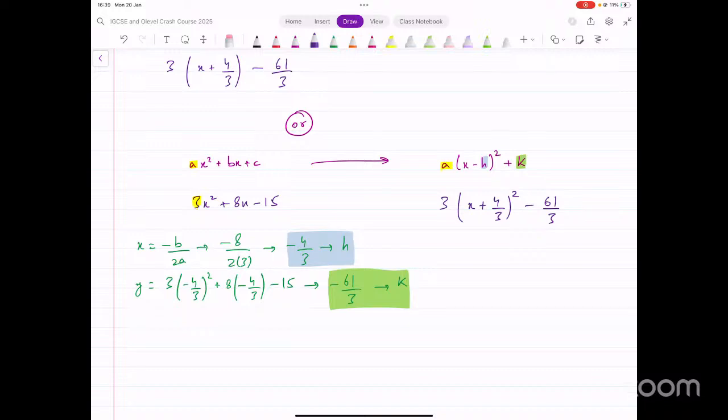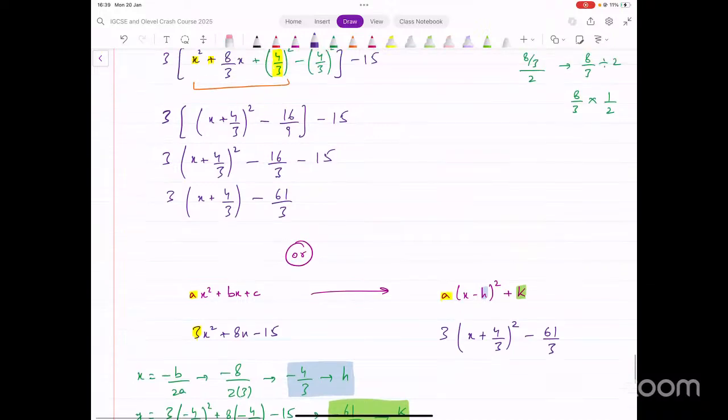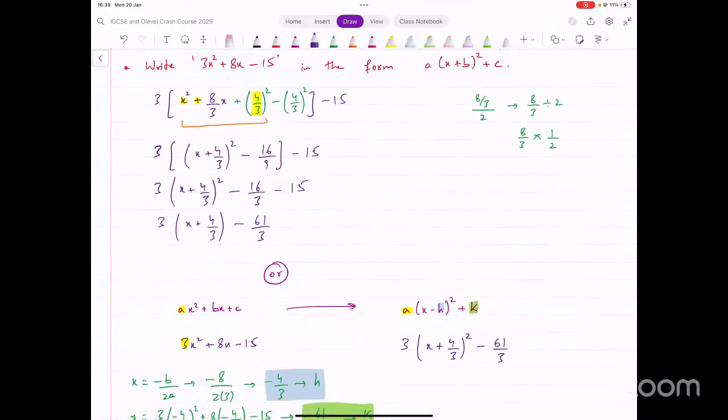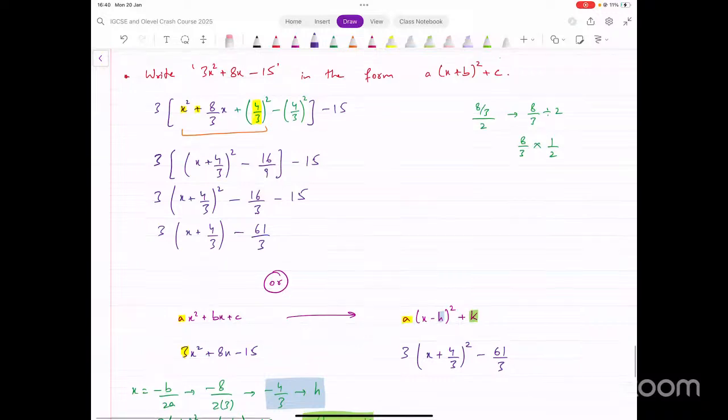All right, I hope that makes sense. That was another example in this. Any questions on this? Any problems? No? Okay.